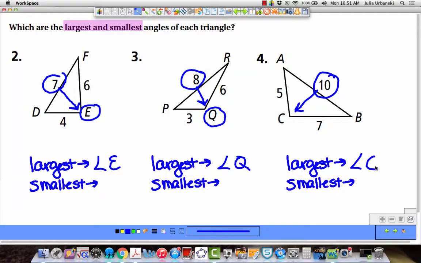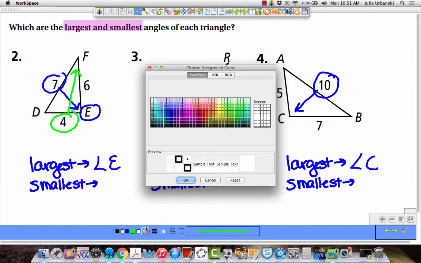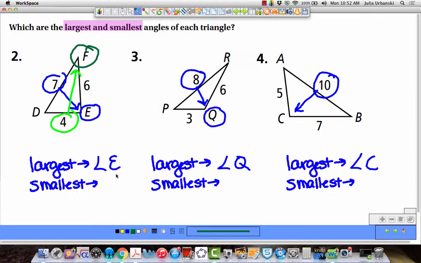So to find the smallest angle, where would you look across from? The smallest side, 4. That's right. So back to number 2. The smallest side is 4. So to find the smallest angle, all you do is look directly across from that. Here's your smallest side right here. What letter is directly across from that? F. Angle F. Good. Okay, so angle F.